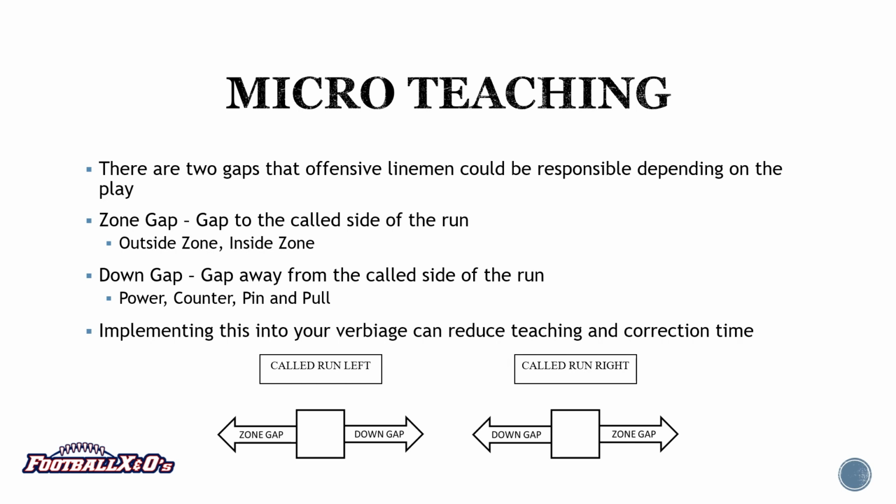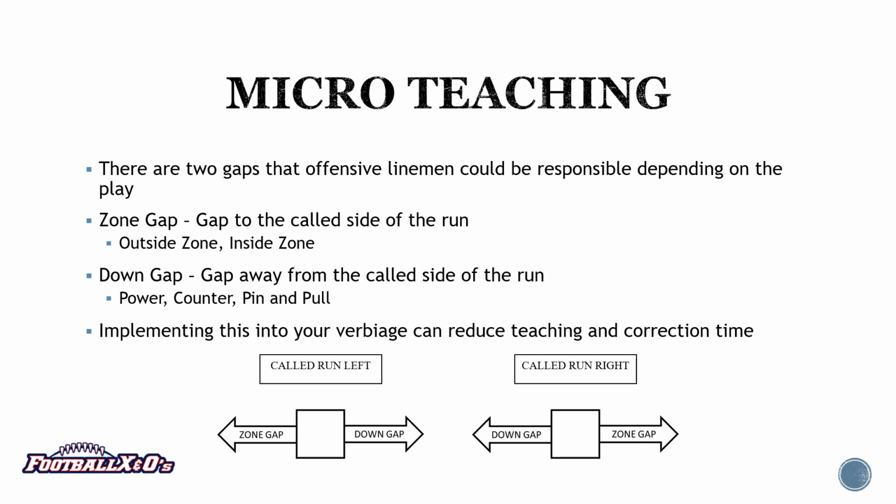The down gap is the gap away from the call side run. They're going to be responsible for their down gap in run schemes like power, counter, and pin and pull on the play side. Implementing the zone gap versus down gap into your verbiage is going to reduce a ton of teaching time and correction time.